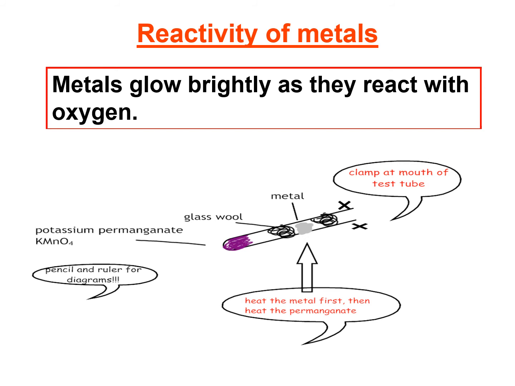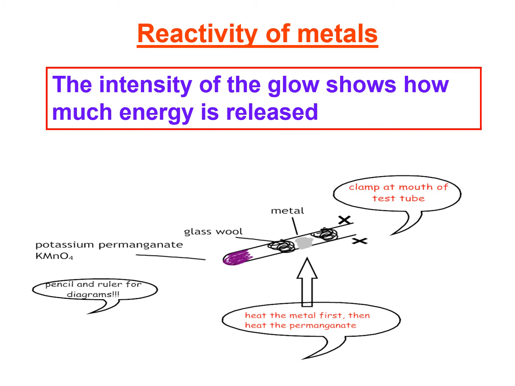Now, as the oxygen passed over the metals, they would glow brightly as they react. And it was this intensity of the glow that determined how reactive it was and how much energy was released.